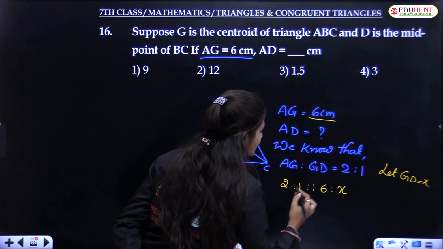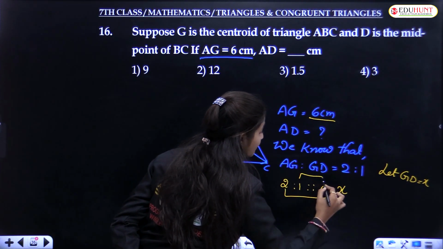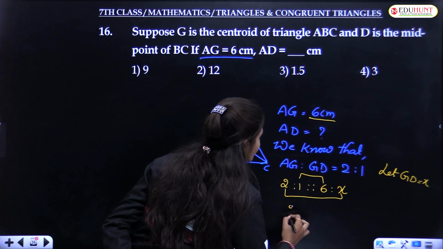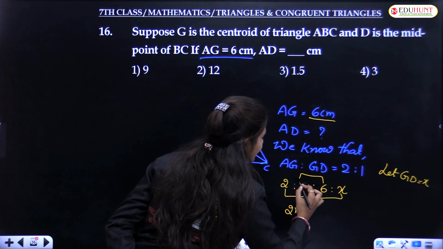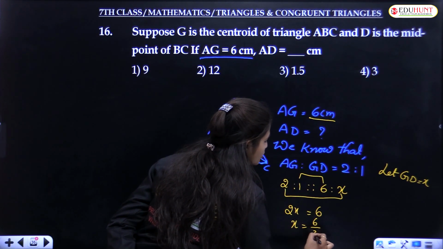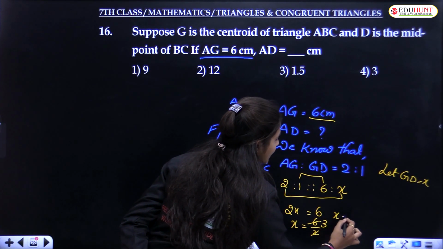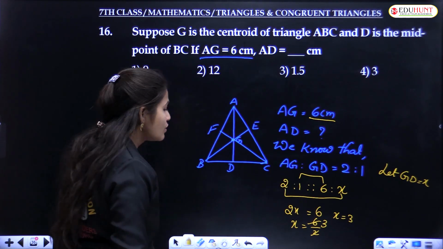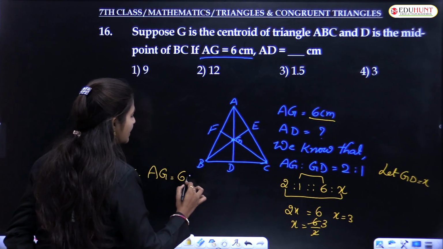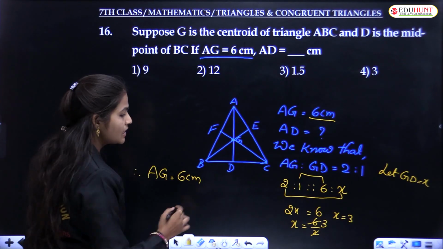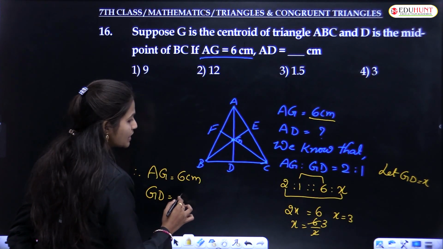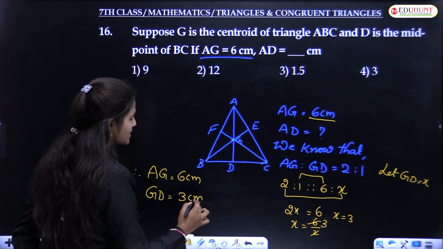Take it as some x. Now take the values here. We know ratio and proportion, so you can apply that here. So 2x is equal to 6 into 1, which is 6. So x is equal to 6 by 2, that is 3. So x is equal to 3. AG is 6 centimeters, and x means GD. So GD is equal to 3 centimeters.